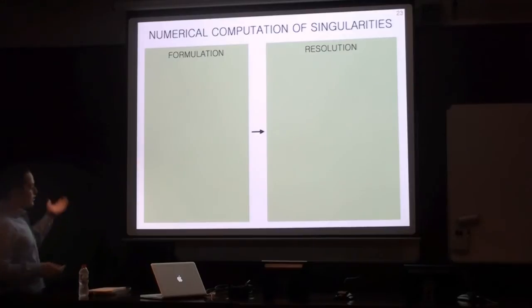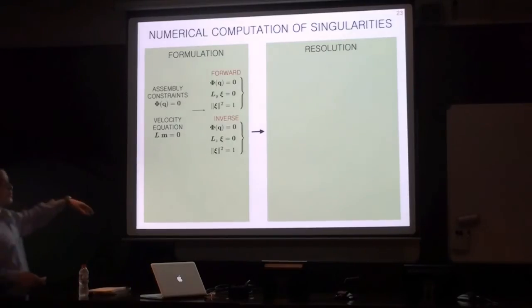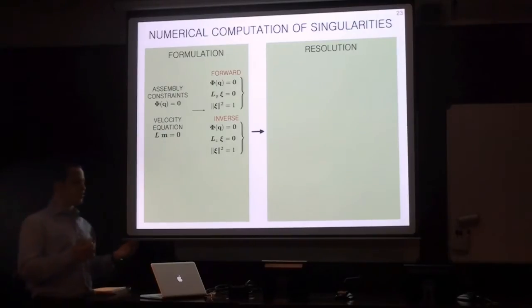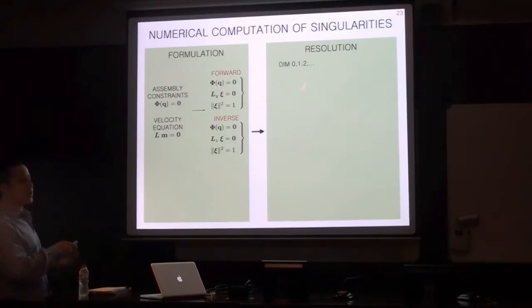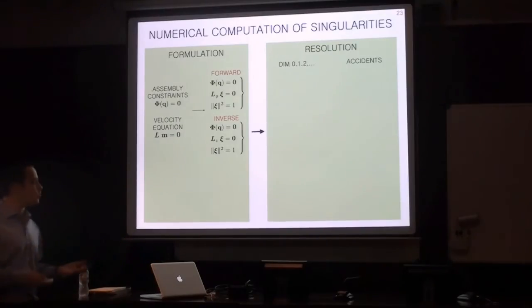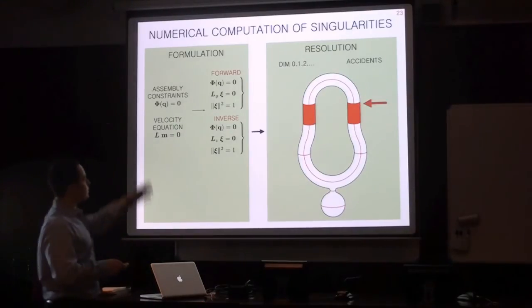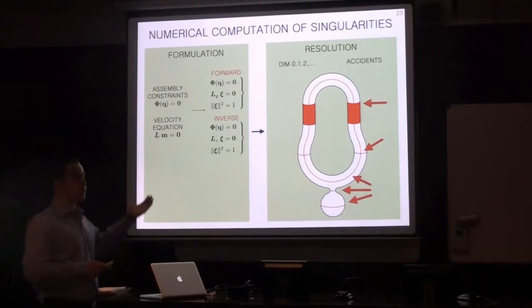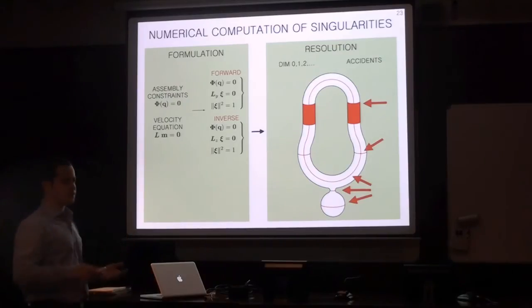So in our case, the formulation step just entails writing the systems of equations from the assembly constraints and the velocity equation of the manipulator. And in the resolution step, we need to take into account several issues. For example, the singularity set is usually of codimension 1 with the configuration space. So we may have to deal with 0, 1, or 2-dimensional sets, or even higher. Also, the singularity set itself may present some accidents even if the configuration space is smooth, like, for example, dimension changes, bifurcations, or several connected components. So the method that we choose should be able to deal with these two difficulties.